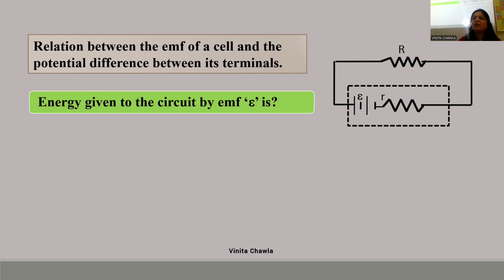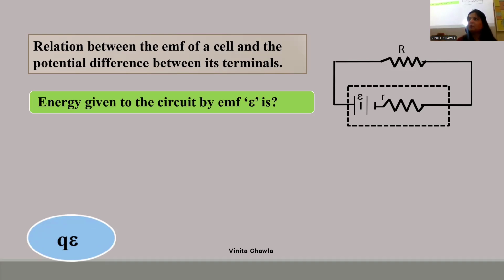Energy given to the circuit by EMF, electromotive force, is Q into E. See, don't get confused. This E is potential, another kind of potential. Electromotive force is work done by the charge. Work done per unit charge. This EMF is work done per unit charge, and if we multiply this work done per unit charge by charge, then we get work done which is equivalent to energy.